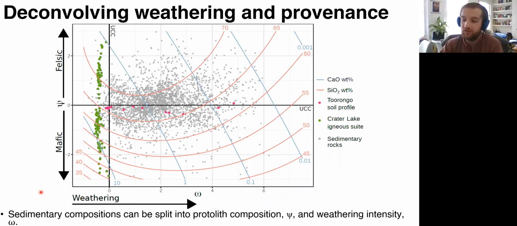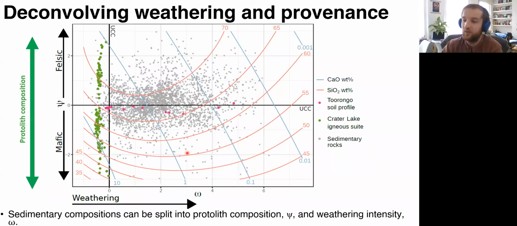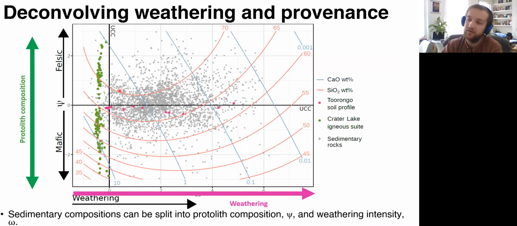Well, the result is we can now describe a sedimentary composition purely in terms of those two interesting components, i.e. igneous evolution, so the composition of their protolith, how mafic and how felsic it is, and then how intensely it's been weathered. So this 2D cross plot here is simply the protolith coefficient, psi, plotted against the weathering coefficient, omega, for all of the sedimentary geochemical samples in our data set. And the origin here, by definition, is the upper continental crust.